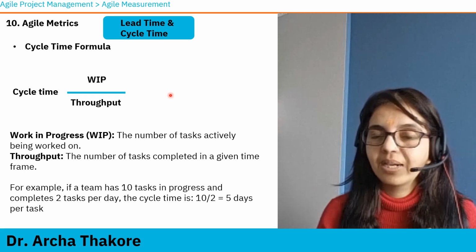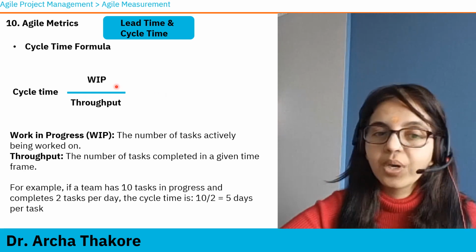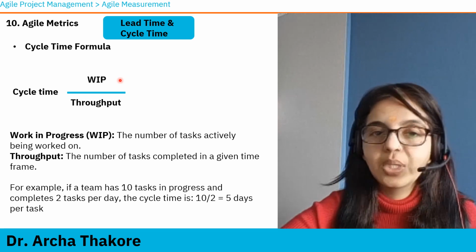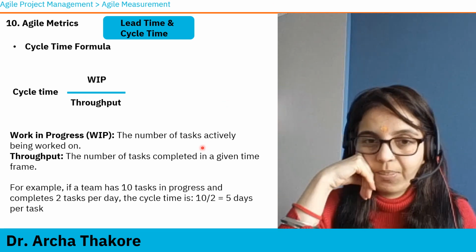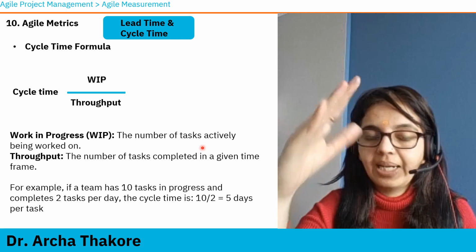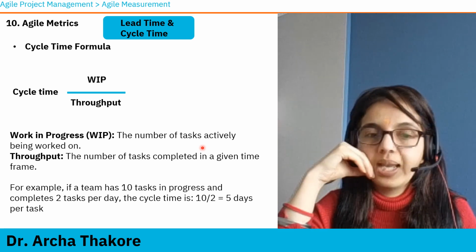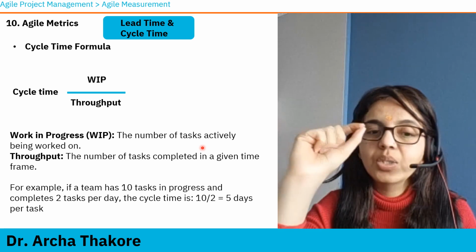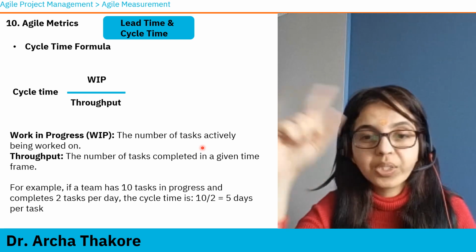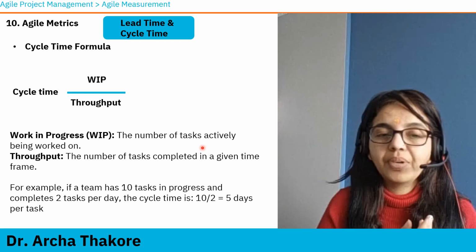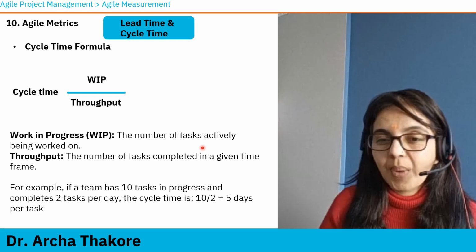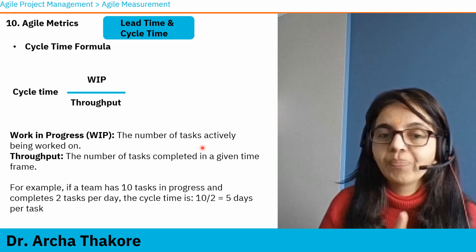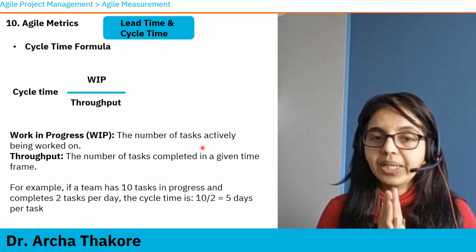How do you calculate cycle time? Work in progress items: if the team is working on 10 stories at the same time, okay, 10 tasks are in progress and the team completes 2 tasks per day. So what is throughput? Throughput is the number of tasks that the team is completing in an amount of time, which is 2. So the team is completing 2 stories per day.